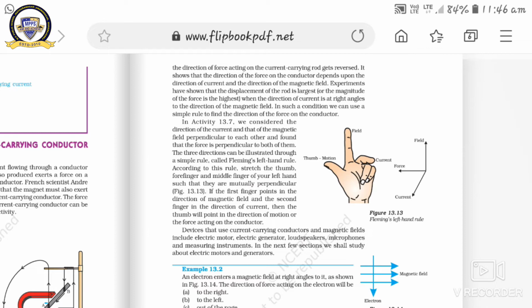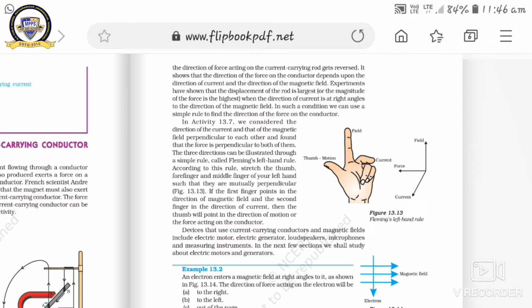If the first finger is in the direction of the magnetic field and the second finger in the direction of current, then the thumb will point in the direction of the motion, or you can say the force acting on the conductor. So the thumb always shows the direction of the motion, that is, the direction of the force.